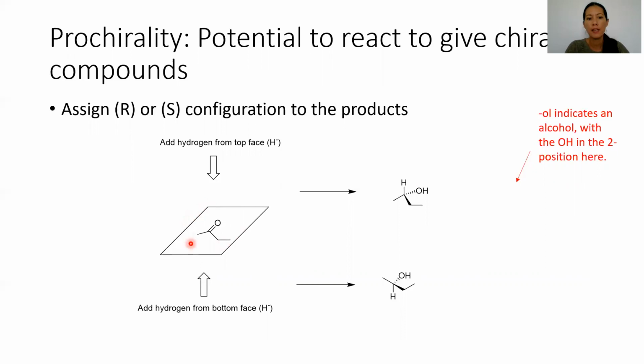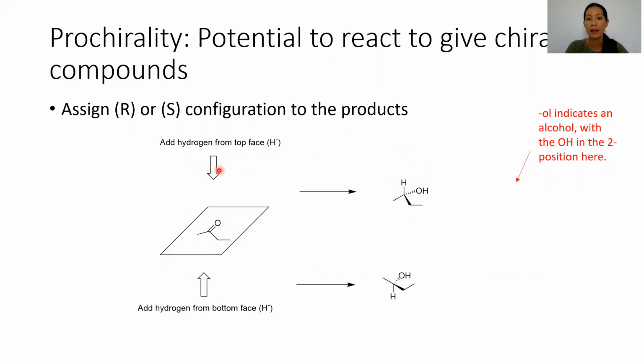So here is a ketone. If I add a hydrogen, a hydride from the top face, and just to let you know, we're looking at this, so the oxygen is pointed away from us, this ethyl group is towards us. And so if I added an H from the top, I could get this alcohol, where the OH is now pointed back, and this ethyl is forward.